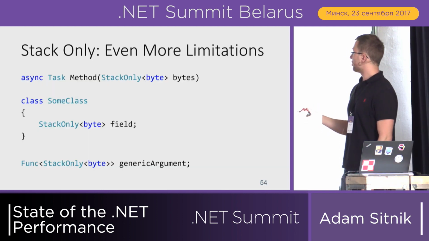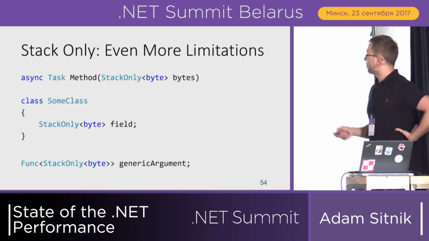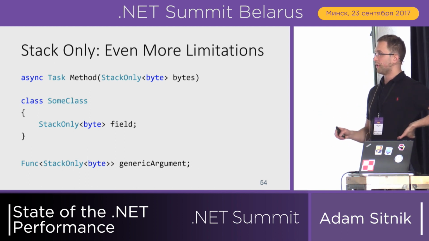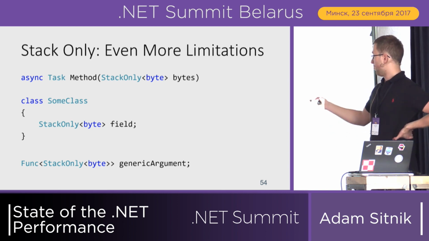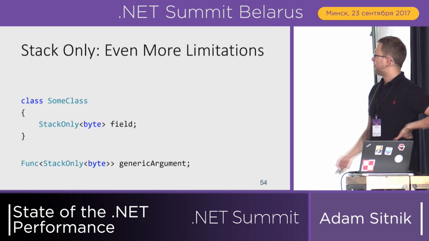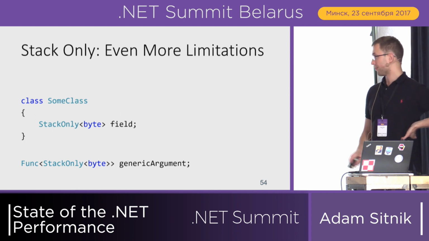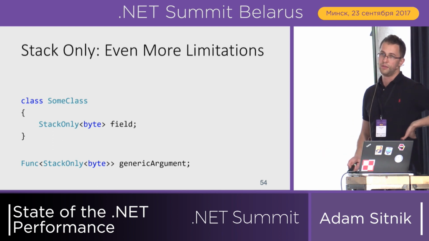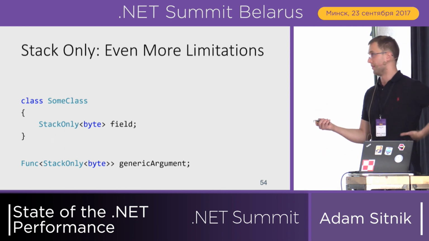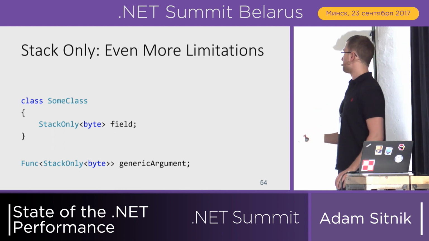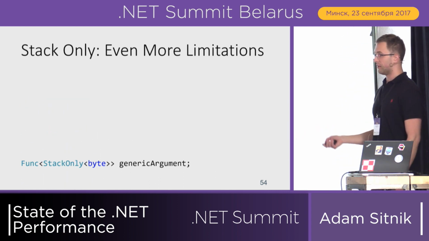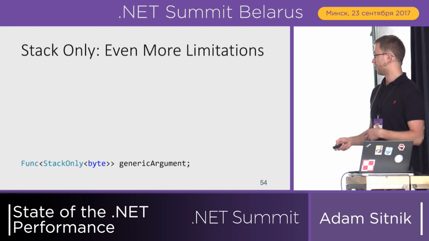Second of all, as I told you with the async state machine, which is being built by async await, at some point of time, the parameters might get stored on the heap. So span cannot be a parameter in an asynchronous method. Moreover, it of course cannot be a field in a class, because classes are being stored on the heap only, at least as of today. And it also cannot be a generic argument in a generic constraint.